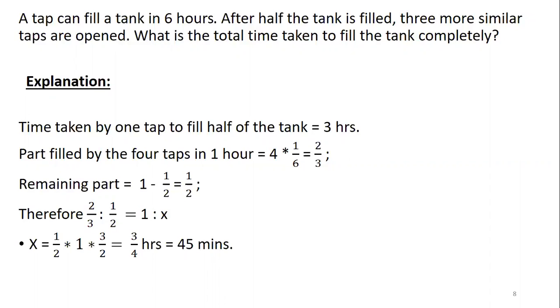So the remaining work, if it is done by 1 pipe, is going to take 3 hours, but 4 pipes are sharing that work. So the time taken will be 3 by 4 hour. So 3 hours plus 3 by 4 hour, total 3 hours 45 minutes. So what is the time taken to fill the tank completely? 3 hours 45 minutes. So 3 hours is taken by the first pipe and the 45 minutes is taken by the remaining 4 pipes. So total time taken to fill the tank is 3 hours 45 minutes.